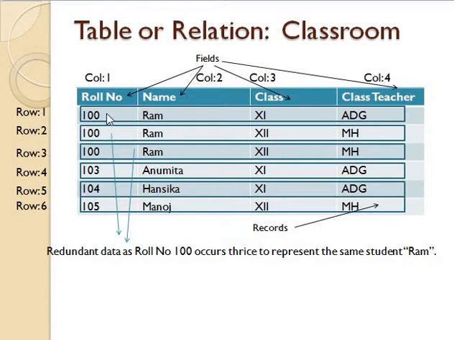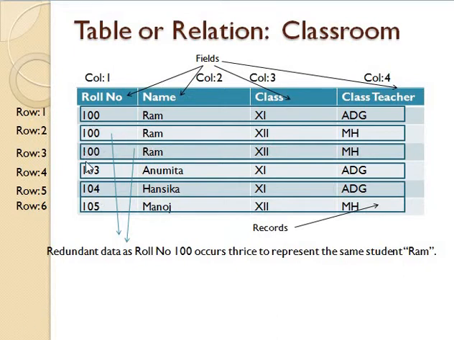If such type of redundant data exists in a table or a database, it will create inconsistencies in the database, and also it will consume more disk space. So even though there are 3 different students bearing the same name Ram in the same class, they cannot be identified with the same roll number, because if the roll number is same, it can identify only one student bearing the name Ram. The other 2 students bearing the same name Ram cannot be identified.